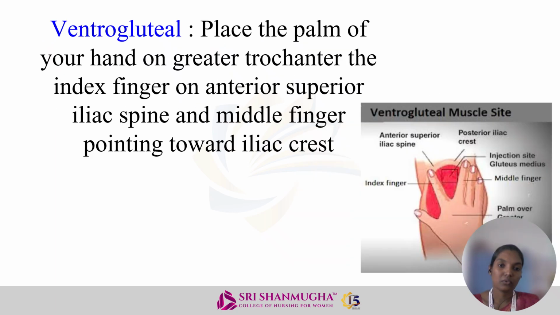Next one, ventrogluteal. Place the palm of your hand on the greater trochanter, the index finger on the anterior superior iliac spine and the middle finger pointing toward the iliac crest. After that we have to administer the injection in the ventrogluteal muscle. This is the site you have seen here.